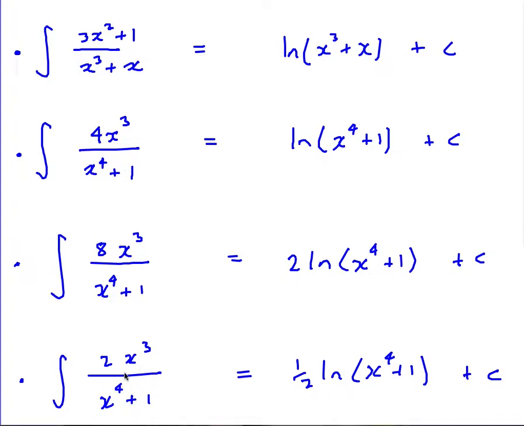And then same again on this one. If I differentiate the bottom, I get 4x cubed. I look at the top, actually I've only got 2x cubed on the top, therefore stick a half on the front. So it's going to be a half ln of x^4 plus 1.